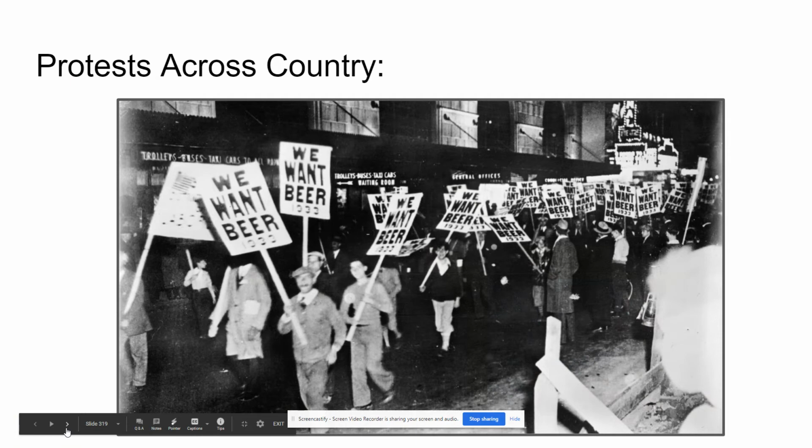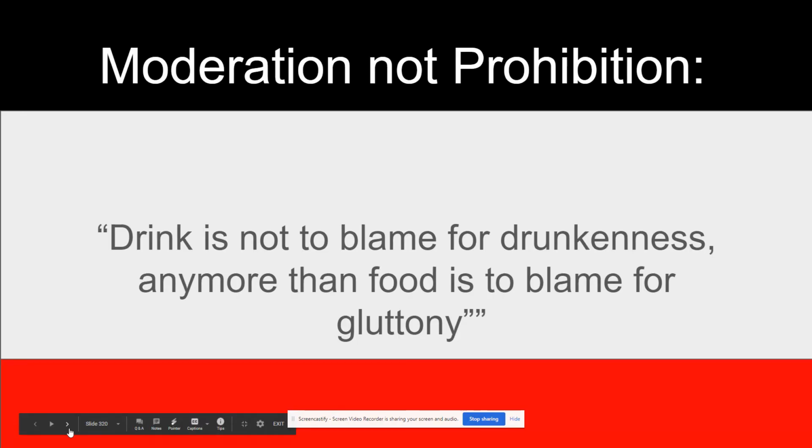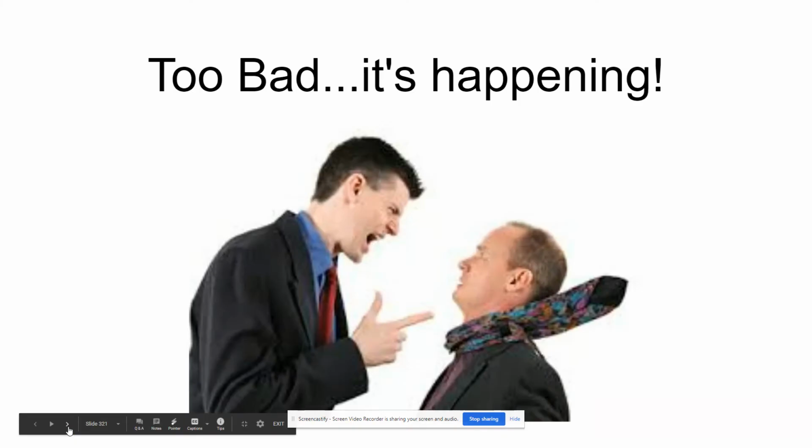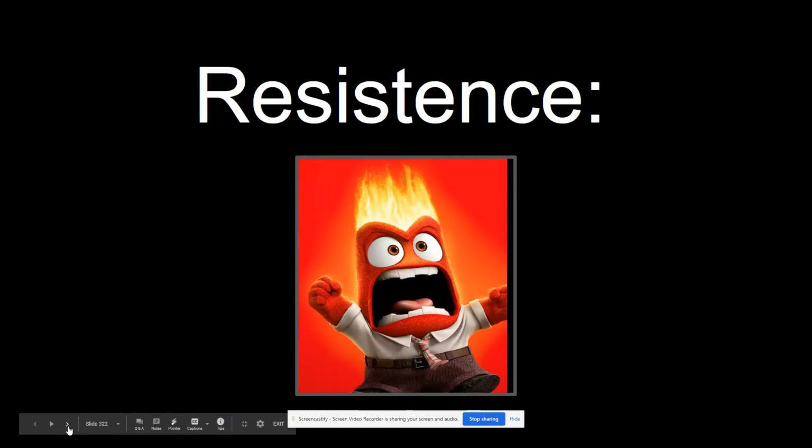Well, not them. So there's protests all around the country, including a huge one at Boston Common, people wanting beer. Now, a lot of people say, hey, this is not fair. You don't blame drink for everybody's drunkenness any more than if somebody's chubby, you don't blame food, you blame them for eating too much food or having too much alcohol. You don't get rid of alcohol. Moderation is the key. Doesn't matter. All these thoughts, too bad. It's happening. It did happen.